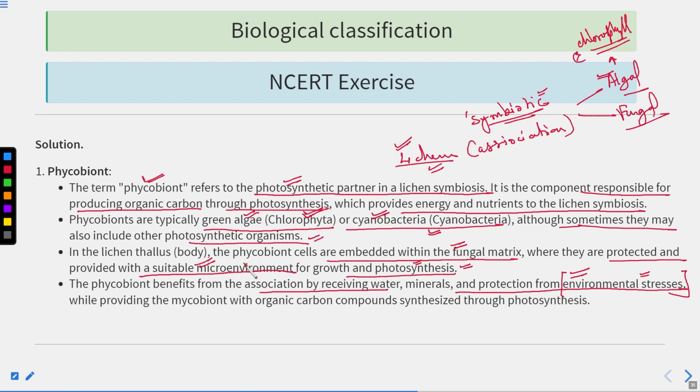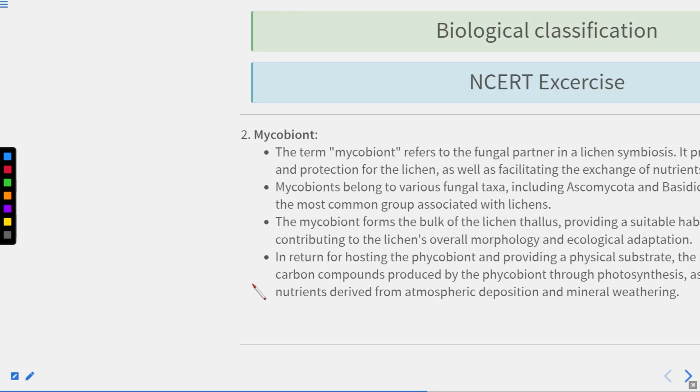So, while providing the microbiome with the organic carbon compound synthesized through photosynthesis, the algal component gets the organic carbon compounds, and they can synthesize glucose or the food material through the process of photosynthesis.